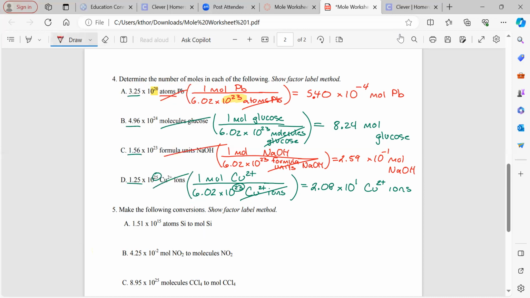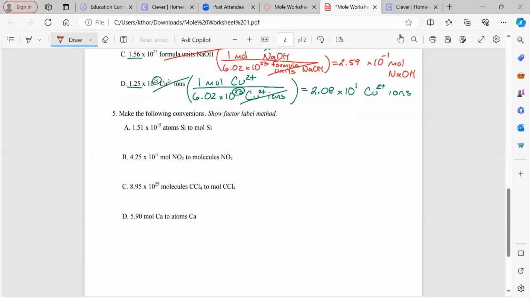Okay, let's continue. 4 more. Make the following conversion, show the factor label method. Final time. That's essentially dimensional analysis, which is what we're doing. 1.51 times 10 to the 15 atoms of silicone to moles of silicone. Okay. So 1.51 times 10 to the 15th atoms of silicone.